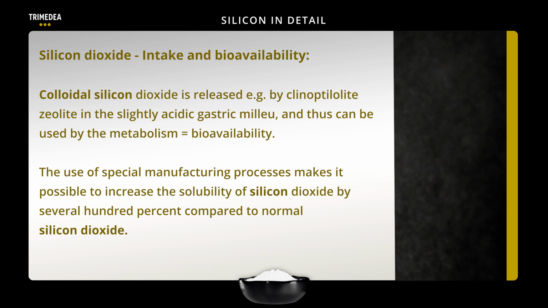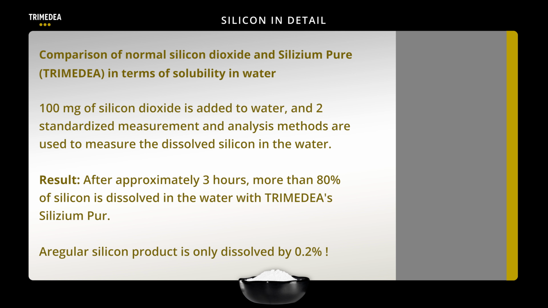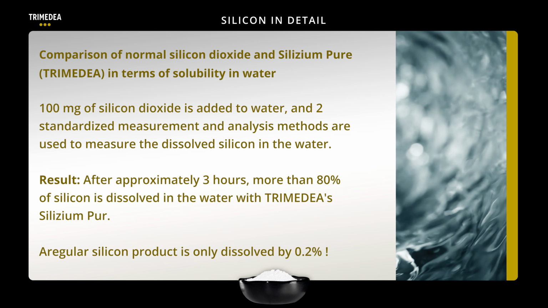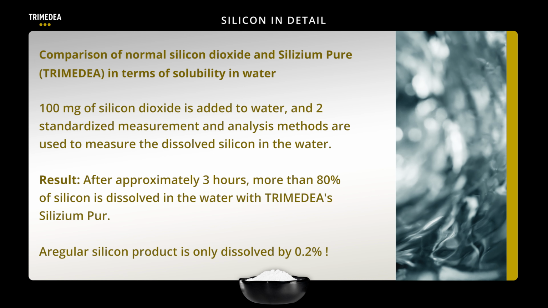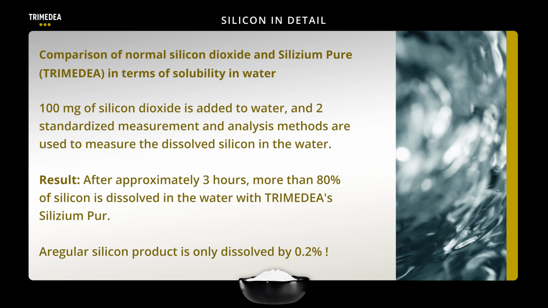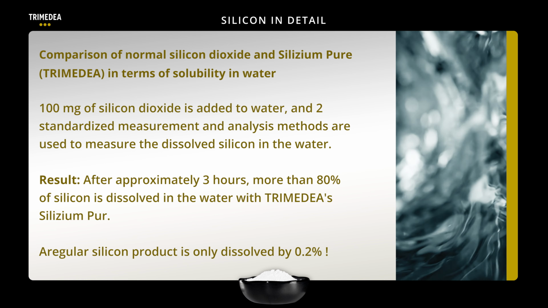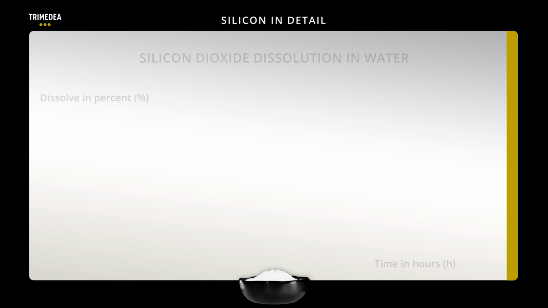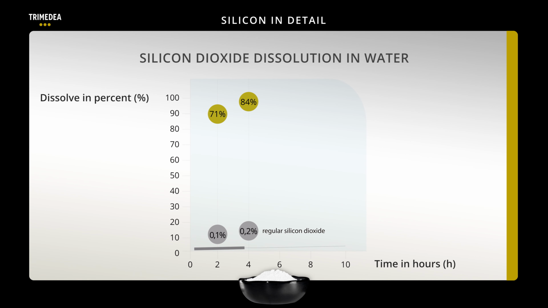to normal silicon dioxide. Comparison of normal silicon dioxide and silicium pure from Trimedea in terms of solubility in water. 100 mg of silicon dioxide are added to water. Then, 2 standardized measurements and analysis methods are used to measure the dissolved silicon in the water. The result? After approximately 3 hours, more than 80% of the silicon from Trimedea's silicon pure is dissolved in the water, while the amount from a normal silicon product is only 0.2%.